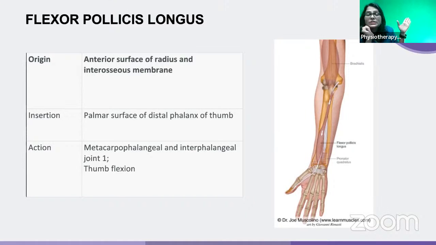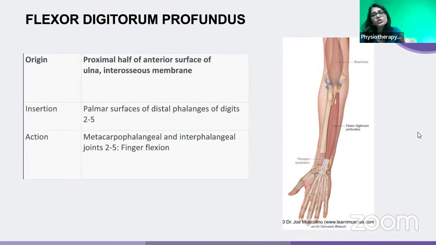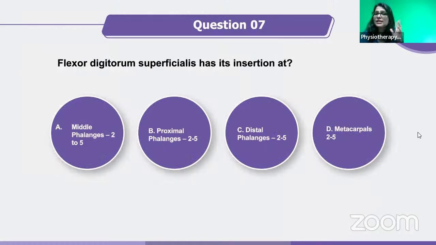Your flexion, extension, abduction, adduction are different for the thumb. So this is the adduction. This is the abduction of the thumb. This is the flexion. This is the extension of the thumb. This muscle which is present over here will come like this anteriorly, and when it contracts, it will cause flexion. So flexor pollicis longus. Flexor digitorum profundus, I have taught you. These are the deep muscles.